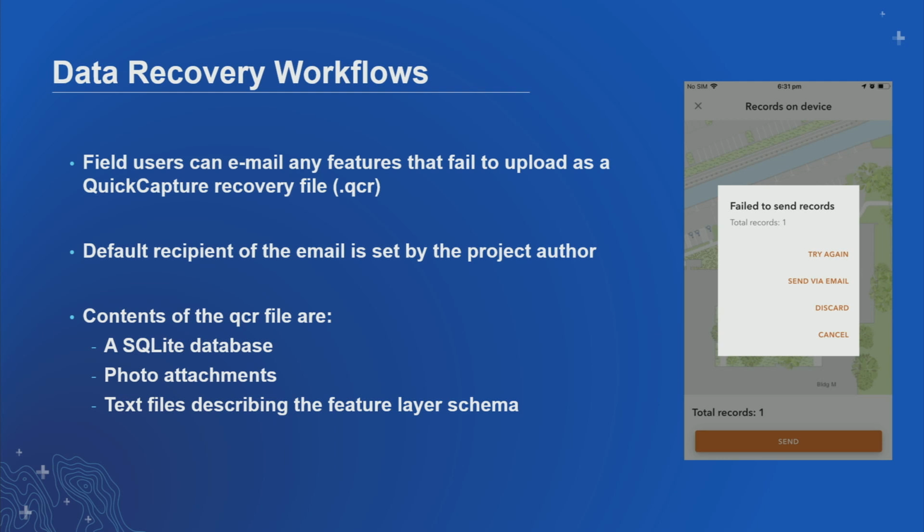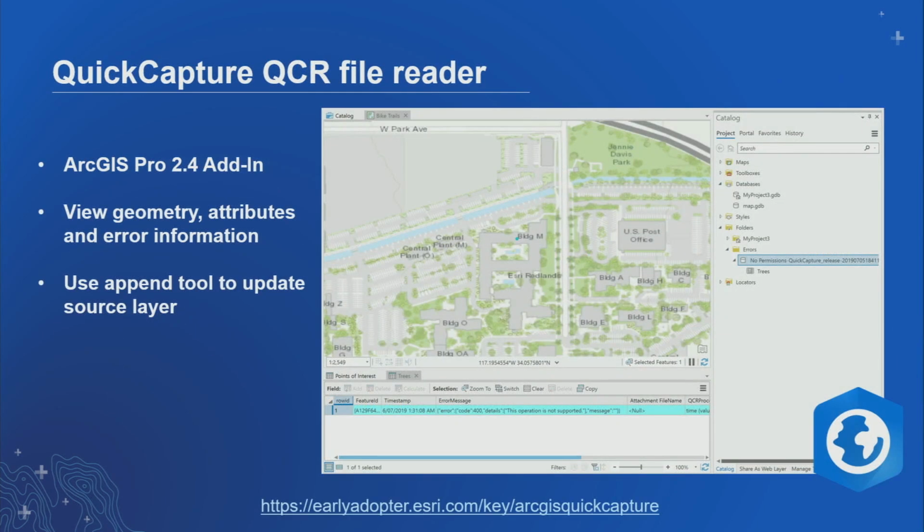The QCR file is basically a zip file. If you want to open it up, you can just change the extension to zip, and then you can open it up using something like DB Browser, some kind of database viewing application. The other thing that we've done is create an Unsupported Pro add-in, and this will allow you to view and open the contents of these files directly. If you want to grab it, it's available on the QuickCapture early adopter site, and you can view the geometry, view the attributes, view all the error messages, and more importantly, use the inbuilt Pro tools such as Append to submit the data to the feature service.